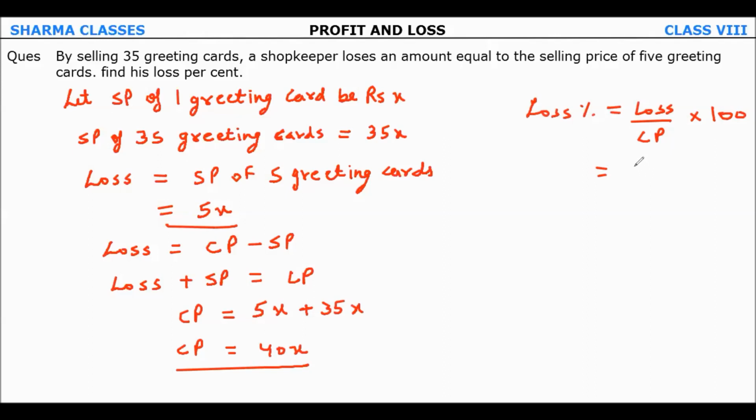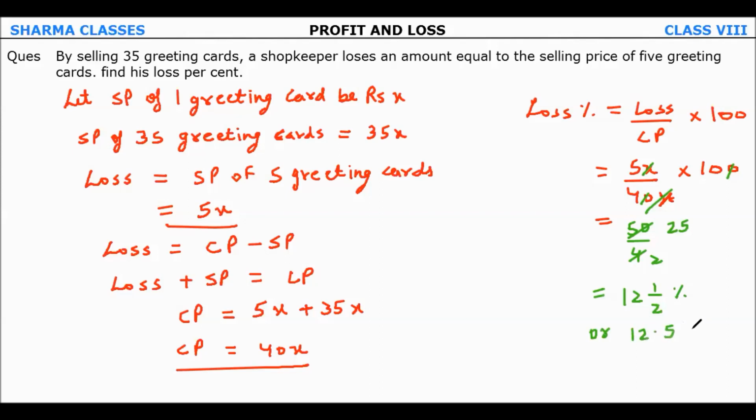Now we will put the values, and from here we can easily see that X is getting cancelled with this X, 0 is getting cancelled with this 0, and when I will solve it, it will become 50 by 4, which is again getting cancelled, 25 by 2. Either we can write it in the fraction or in the mixed fraction form, or we can also write it in decimal form, 12.5%. Both answers are correct. So this is our answer. So now let's move to the next question.